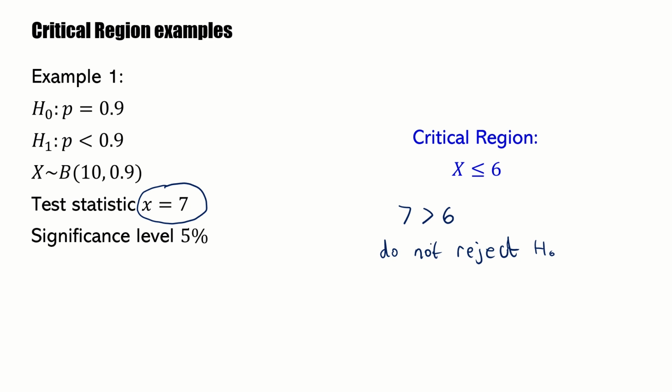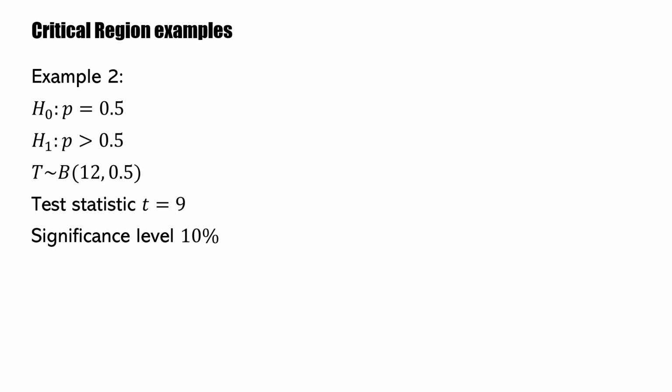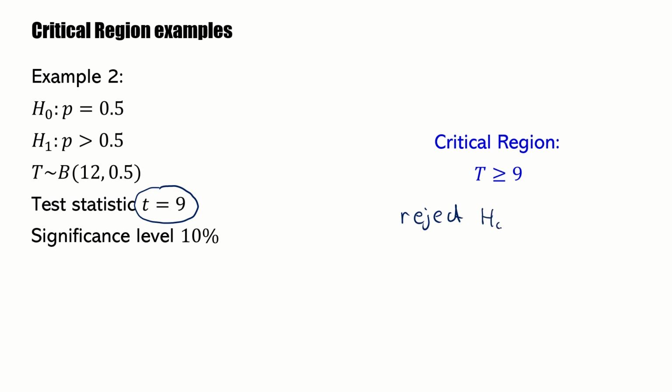So there you go. That's the first one done. Another example, this time we're looking at an upper tail, and therefore our critical region is a greater or equal to style critical region. But we still once again just look at our test statistic and decide, is it in the critical region or not? Unfortunately, 9 is in the critical region, so therefore we do reject H0, as 9 is in our critical region.